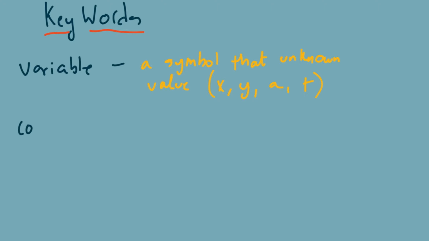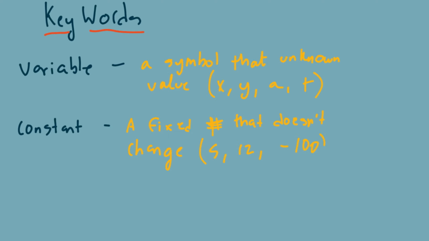Second is a constant. A constant is a fixed number that does not change. Doesn't change. These are some examples: anything, 5, 12, negative 100, it does not matter. It's a fixed number that does not change.